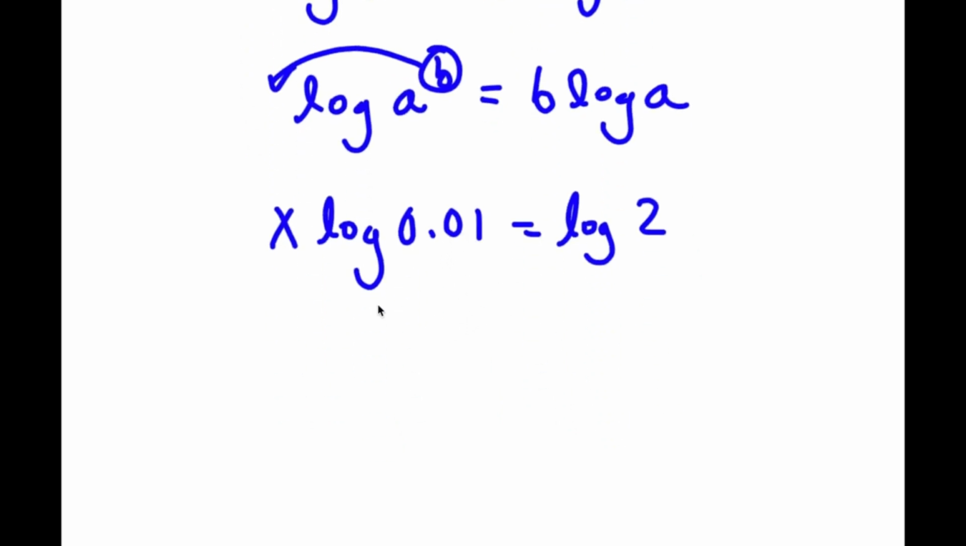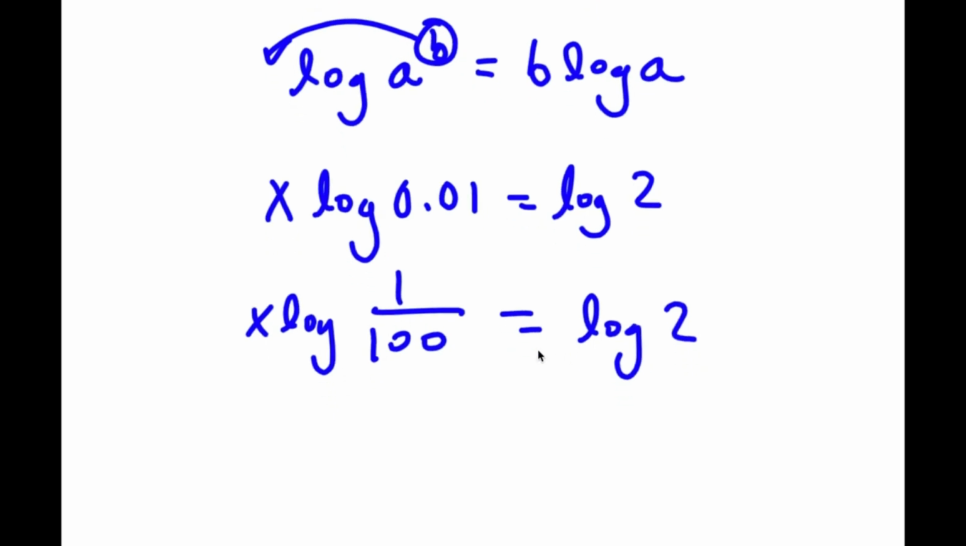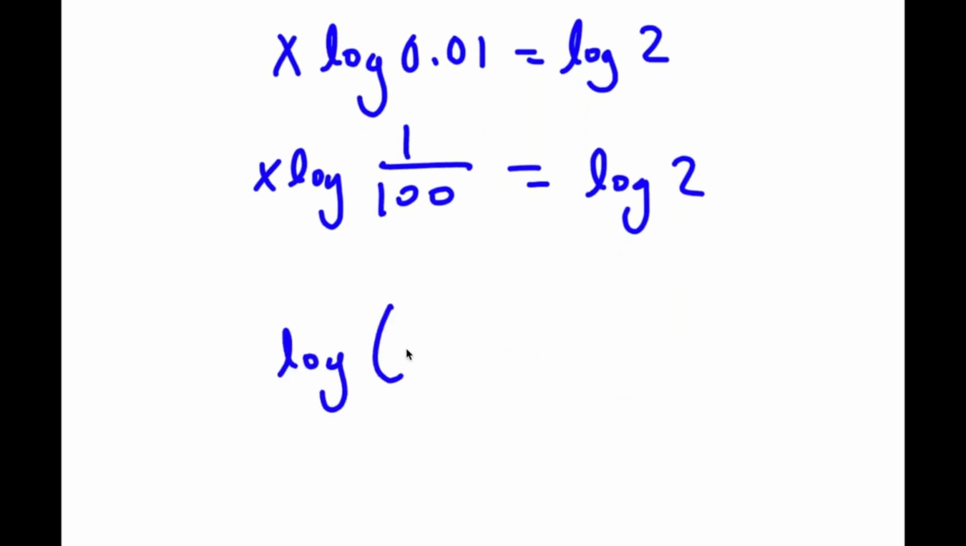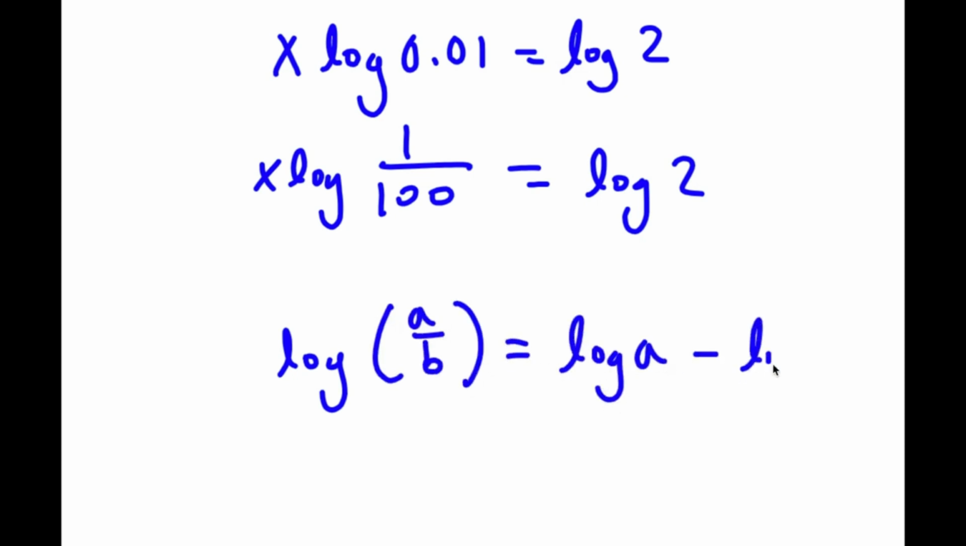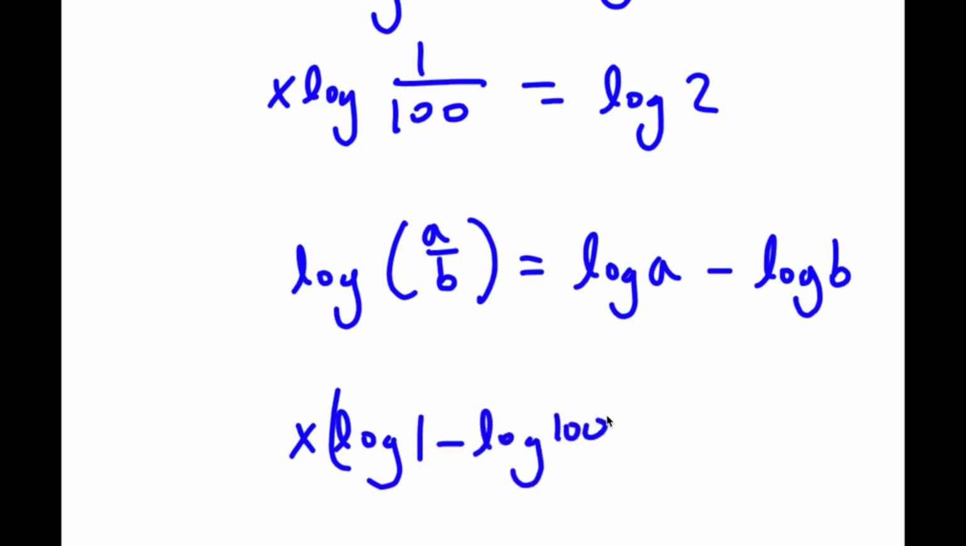Now 0.01 is the same thing as 1 over 100. So now I have x times log 1 over 100 is equal to log 2. Now if I have something in the form log a over b, this is equal to log a minus log b. So in this case, I have log 1 over 100. I can rewrite this as x times log 1 minus log 100. This is equal to log 2.